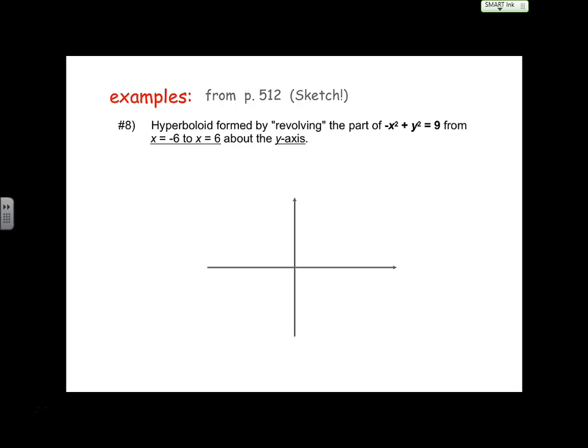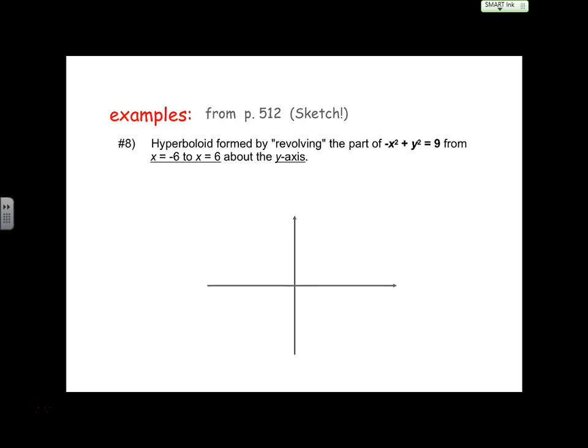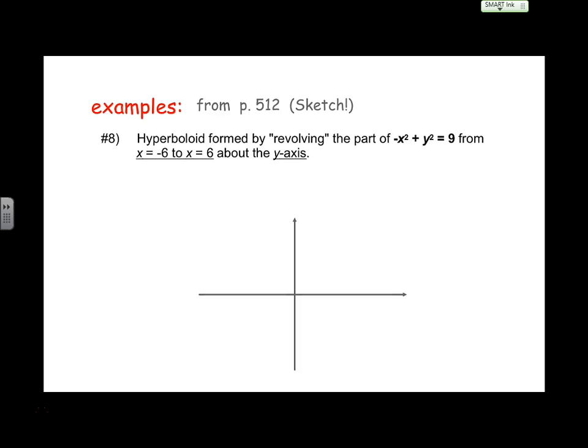Let's review real quick. You divide by 9. Good. Divide everything by 9.